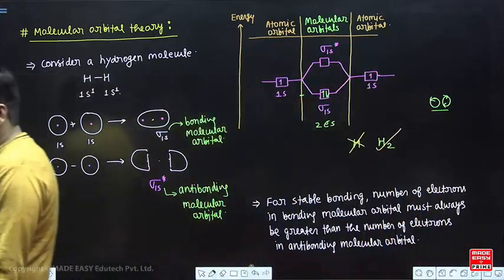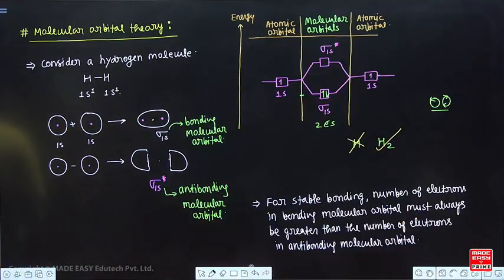This is true for ionic as well as for covalent. For any kind of bonding, the bonding energy, the potential energy, should be minimum compared to the individual atoms, and that is possible only if the number of electrons in the bonding molecular orbital is greater than the number of electrons in the anti-bonding molecular orbital.